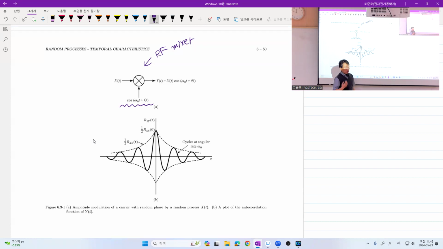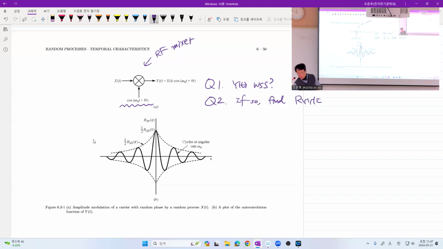Then the question goes like this. Is y of t a wide-sense stationary random process? So the first question is whether y of t is wide-sense stationary. Second, if so, find the autocorrelation function. And the answer is very simple. Interestingly, y of t is also wide-sense stationary.